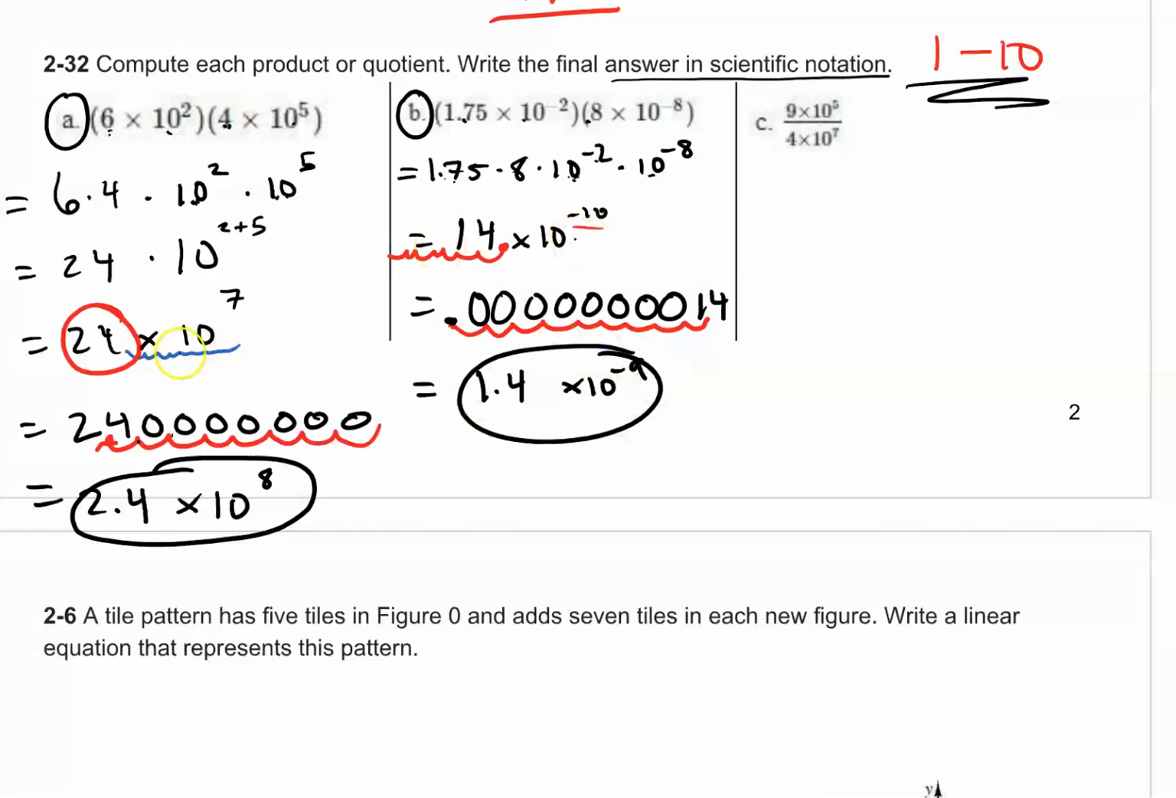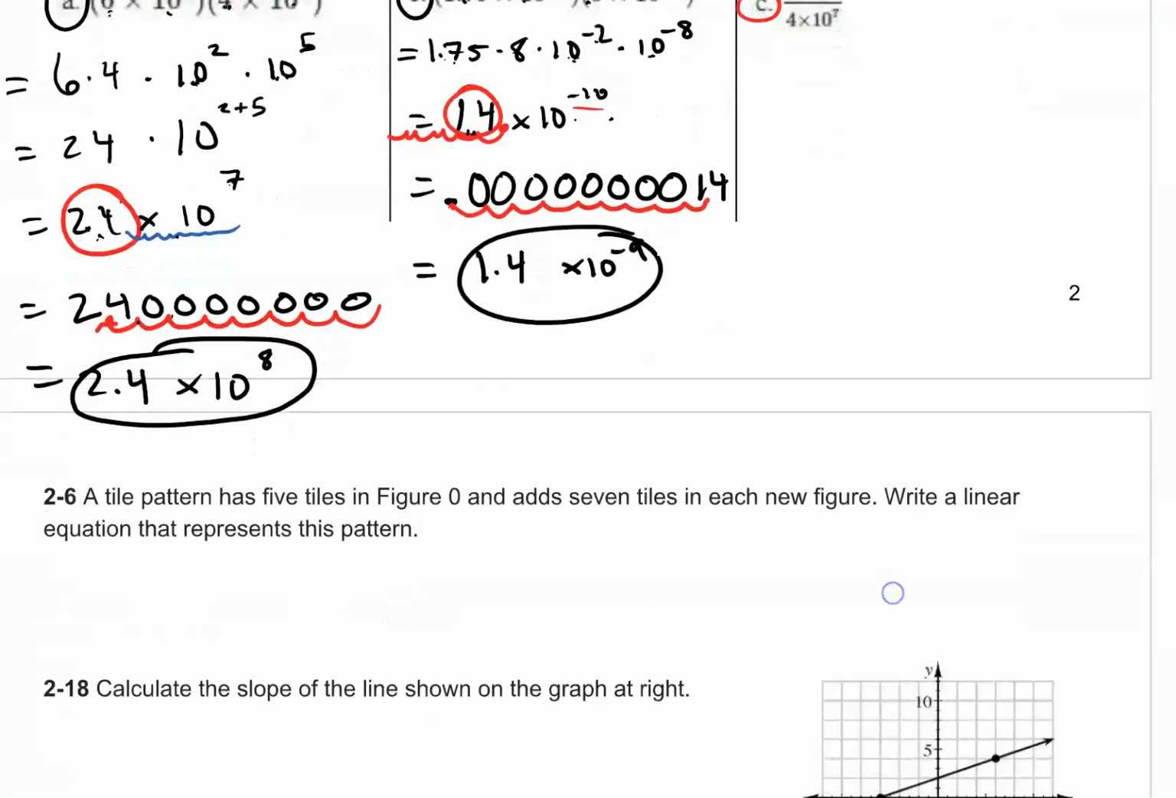So you can see the problem with these two was really similar. The exponent was just off by 1, and then you make this number in between 1 and 10. Okay, so I'll let you try C.